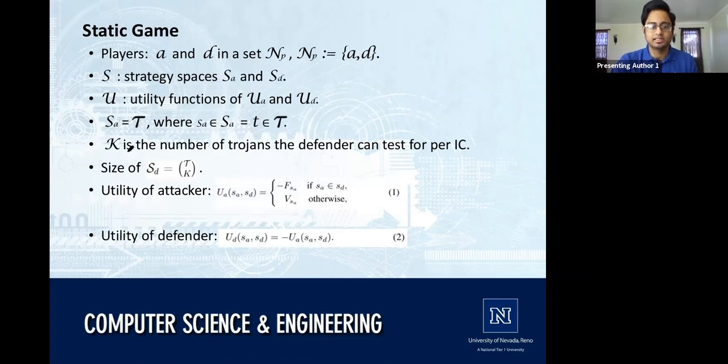Now, K is the number of Trojans that the defender can test for per IC. The value of K is contingent upon the availability of resources for the defender. Now, the size of the defender strategy space is going to be tau choose K. This will be a little more evident as we go into the simulation results. For the utility of the attacker per IC, it takes in both the attacker strategy and the defender strategy for that particular IC. And the attacker's utility is going to be the attacker's fine if the strategy chosen by the attacker is an element of the strategy chosen by the defender, meaning that they got detected. If they're not detected, they get a reward, which is the attacker's reward for not being detected.